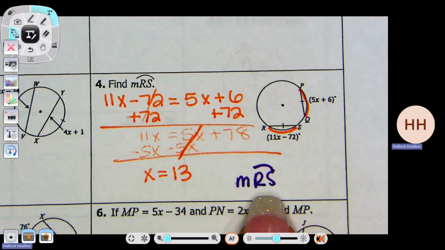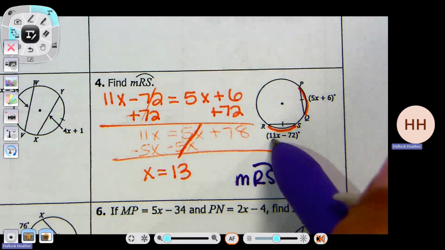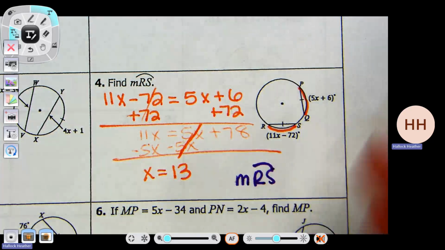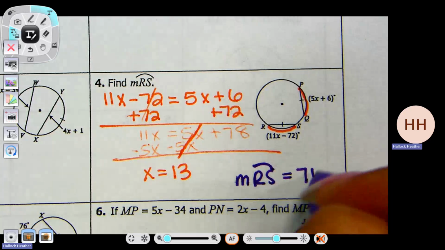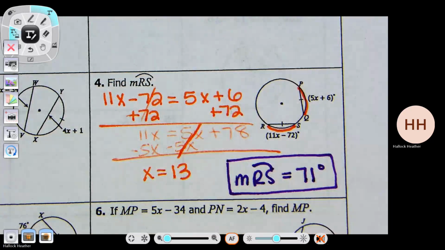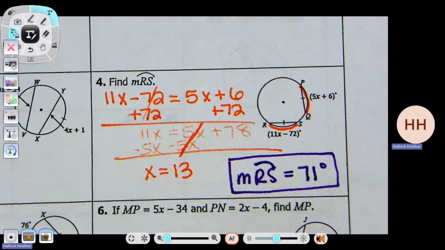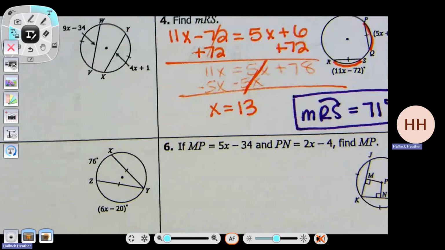Yes. So then you've got to find the measure of arc RS. That's why it's a curve. So you plug it back in. 11 times 13 minus 72 is 71 degrees. Not too bad. Okay. So we're going to skip a few because most of them are equal to each other, to be honest. Okay. Let's go to number 5.